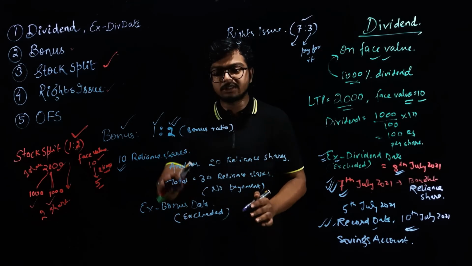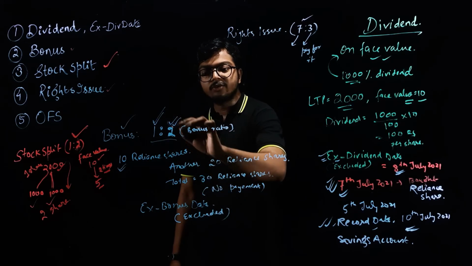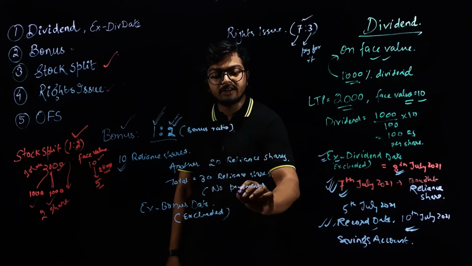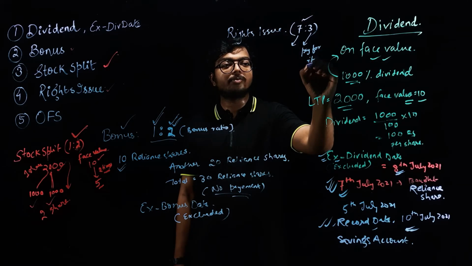Compare it with the bonus thing. In bonus we had a 1:2 ratio. So for every share you are getting 2 shares, but these two shares were absolutely free, no payment, right? But here in rights issue you have to pay for it.